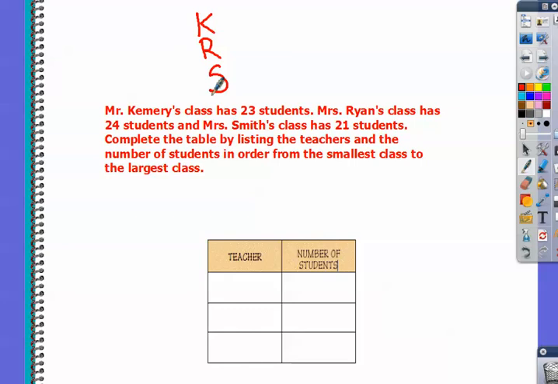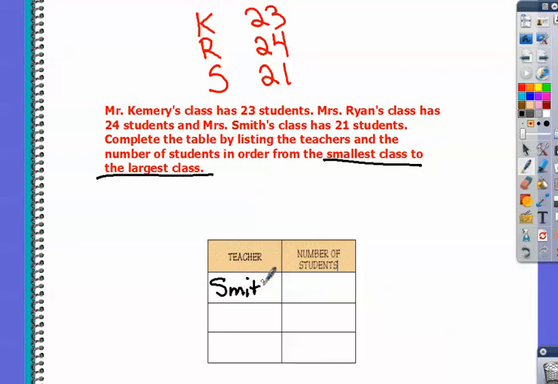And we know that Mr. Kemery has 23, Miss Ryan has 24, and Mrs. Smith has 21. I can tell you that I will always find one person who just makes this silly mistake. The smallest class to the largest class. So instead of going from greatest to least, we're going from least to greatest. So which one's the smallest class? And so we'd see that that would be Mrs. Smith, who had 21.